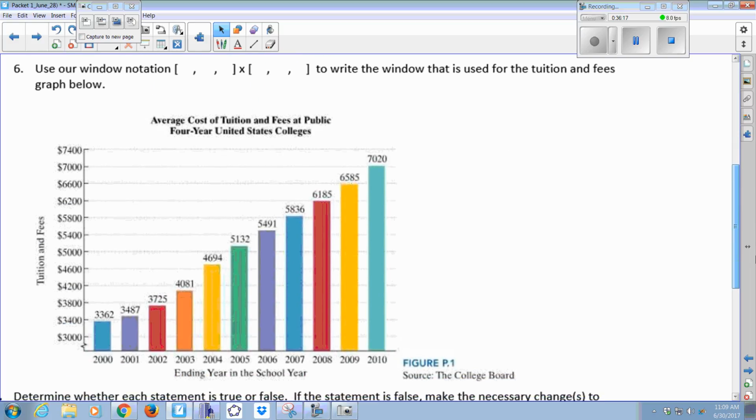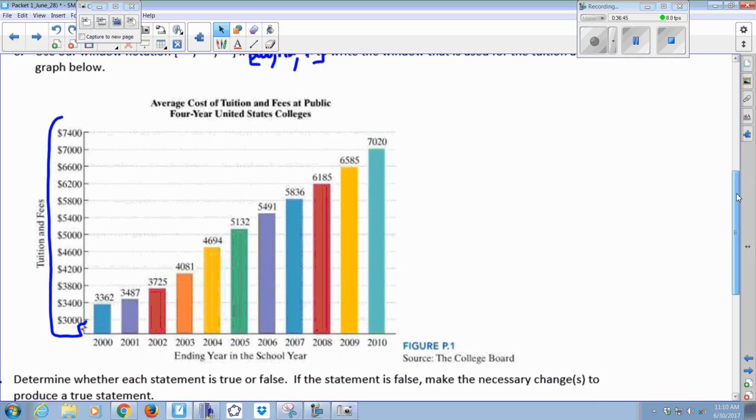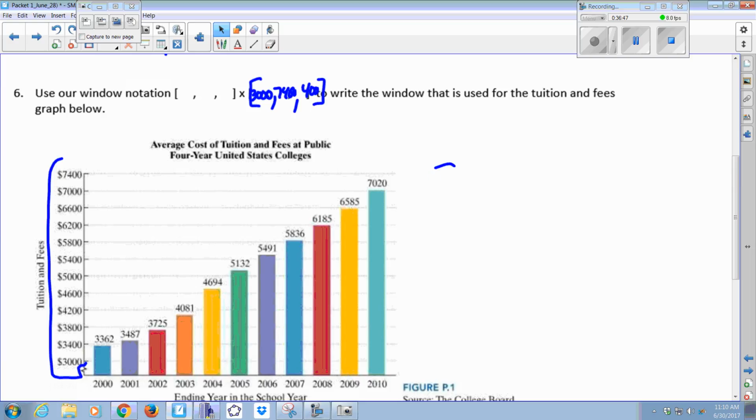Okay, now the next one actually gives us a graph, and it asks us to put in our window notation. So the easiest one to do here is your y-axis, because our y-axis starts at 3,000. That's our minimum value. It ends at 7,400, and it increments by 400. Now, I think we would accept 2 answers for the notation to use for the x-axis.